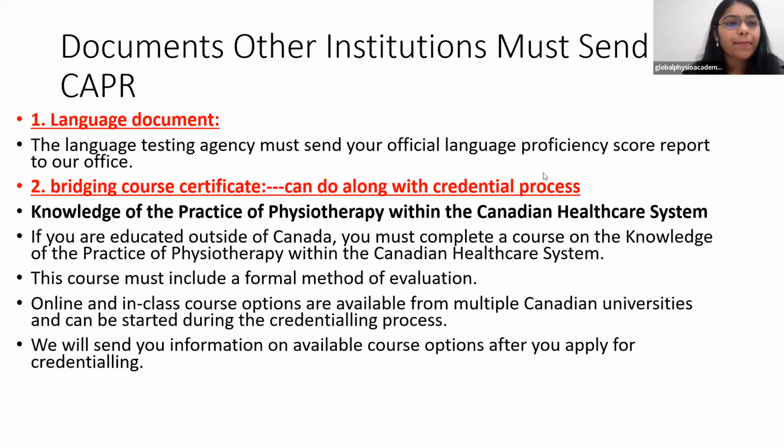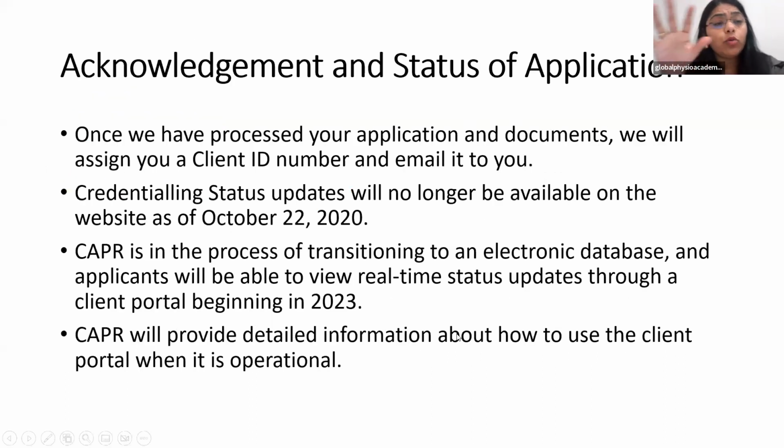Okay. So once everything is in the part, CAPR received everything, they give acknowledgement and status of application. So this is mentioned on the website. I just put it here. Once CAPR has processed your application and documents, CAPR will assign you a client ID number and email to you. Here they are doing email.